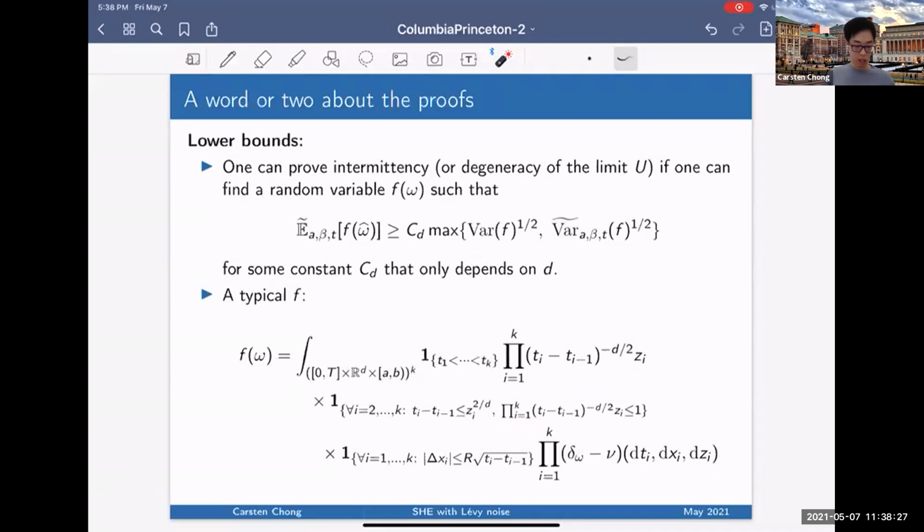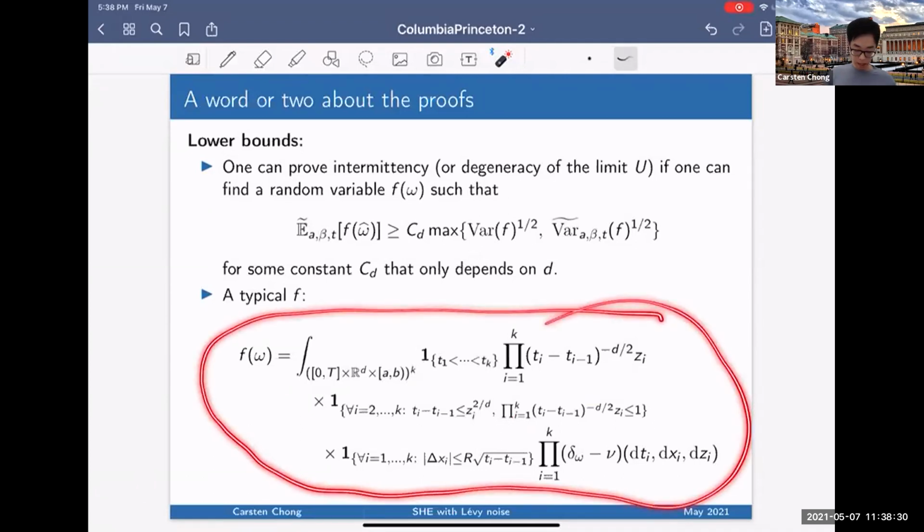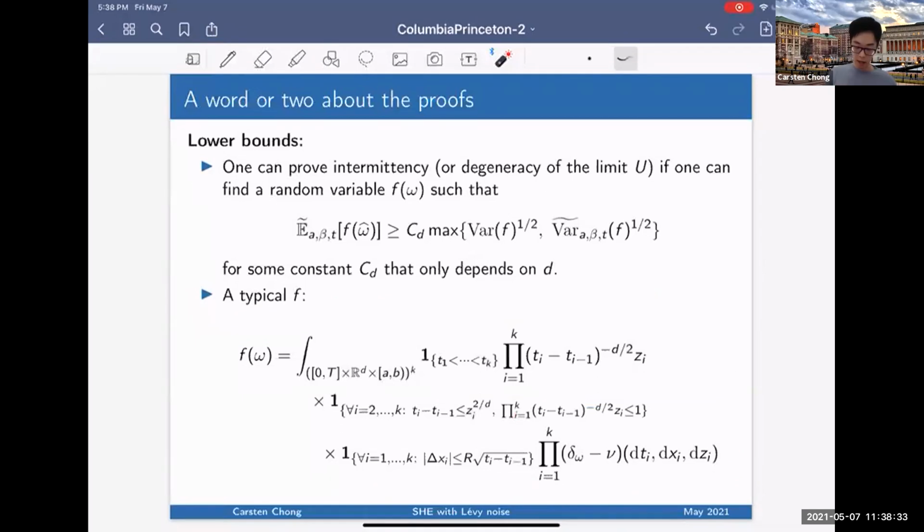And maybe as the last word, the typical f that we take is this complicated thing. So I can maybe describe in a picture what that means. Basically, if this is time, you want to find clusters of points that are close to each other. So you want to find k points that are close in time. Then you have a gap, and then you want to have another k points that are close, another gap, and then another k points. So this is what will give you intermittency in dimensions 2 or greater.